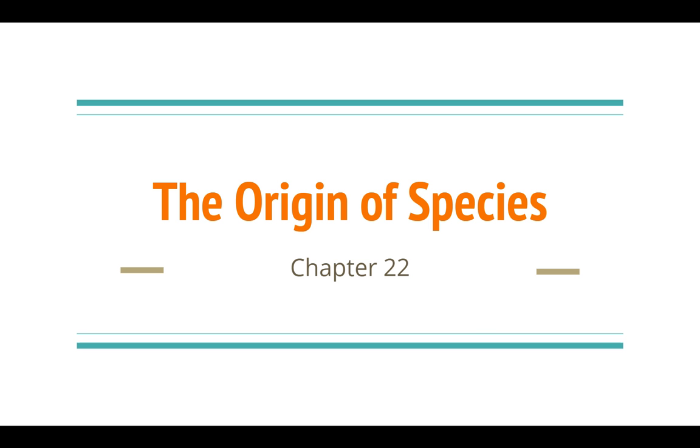Okay. Then in your unit 10 notes, you can find this part. We are starting chapter 22, which is called The Origin of Species. Last week, we focused mostly on microevolution, which was the change in allele frequency in a population over generations.